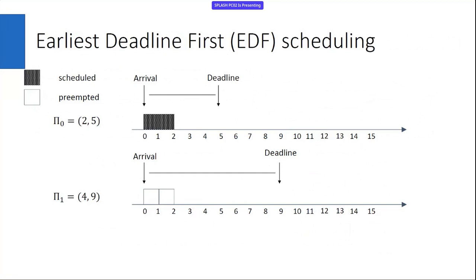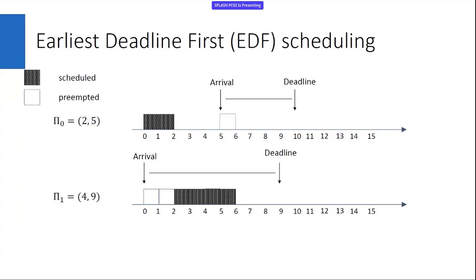Partition 0 is (2, 5), partition 1 is (4, 9). So initially, 5 is the earliest deadline, so we have to execute partition 0. And then at moment 2, we execute partition 1 for 3 units. Because now at moment 5, partition 0 arrives again, but you still execute partition 1 because its deadline is 9, while that one's deadline is 10. And so you continue this process.